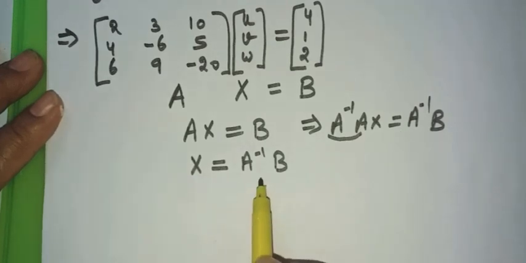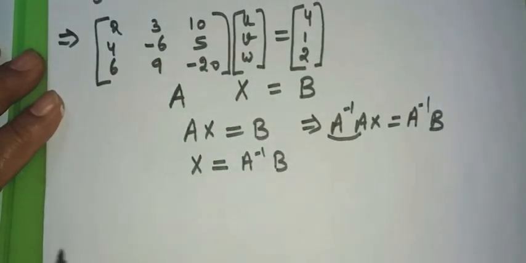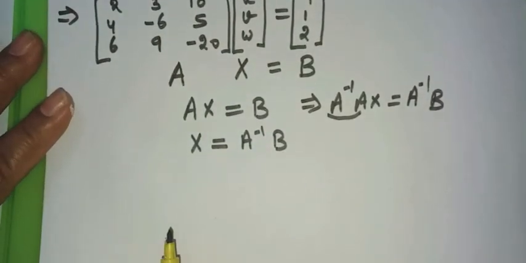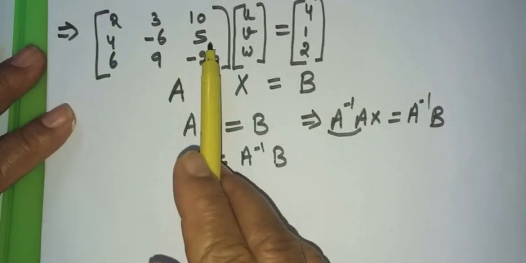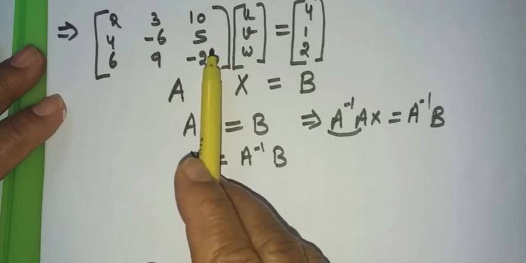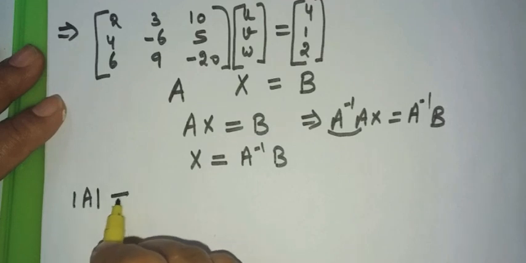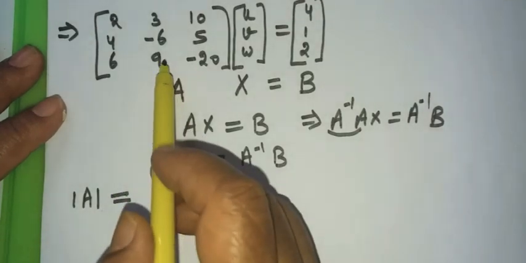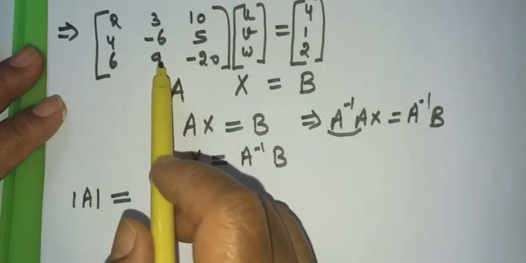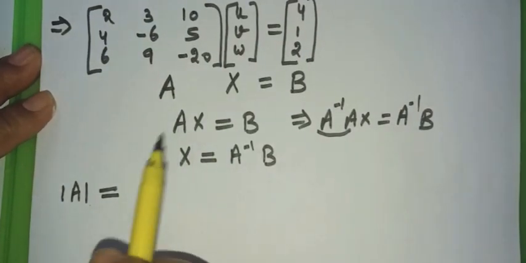So your aim is to find the value of A inverse, meaning the inverse of this matrix. And you very well know that all matrices are not invertible. How will you check whether the given matrix can be inverted, whether its inverse exists or does not exist? You find the determinant of this matrix. If the determinant is non-zero, then this matrix is non-singular and hence invertible, and in that case it will have a unique solution. So let us find its determinant.